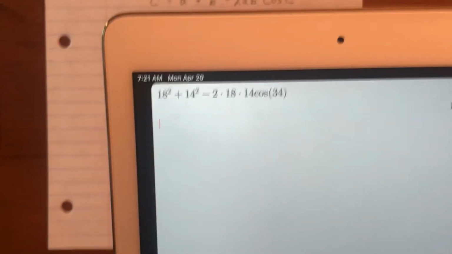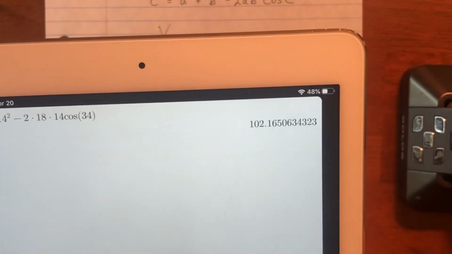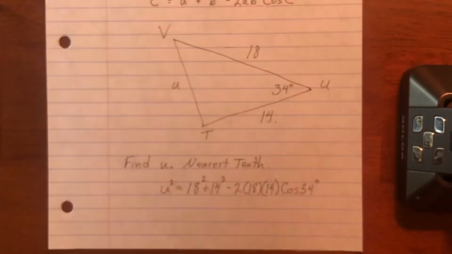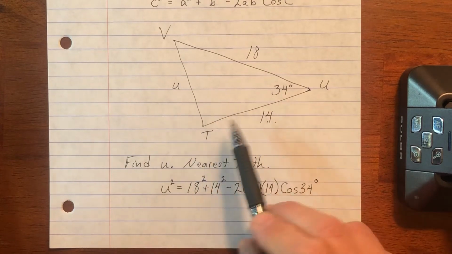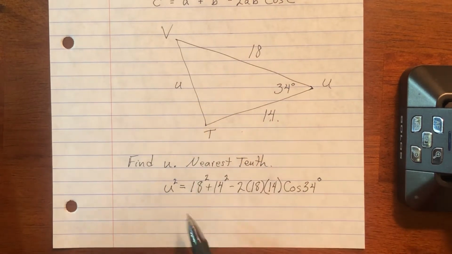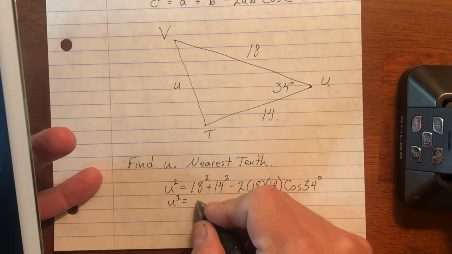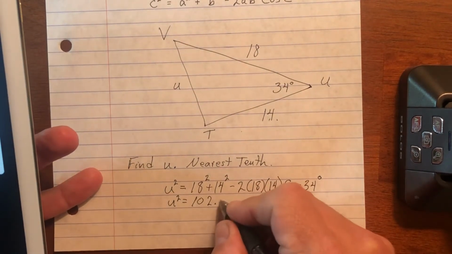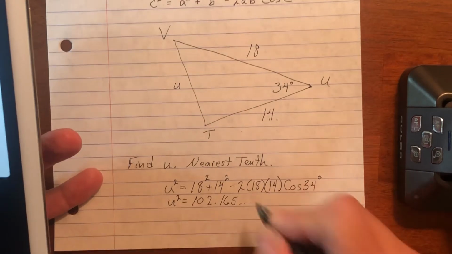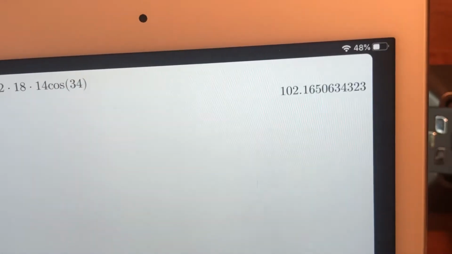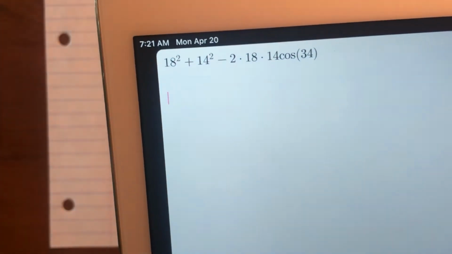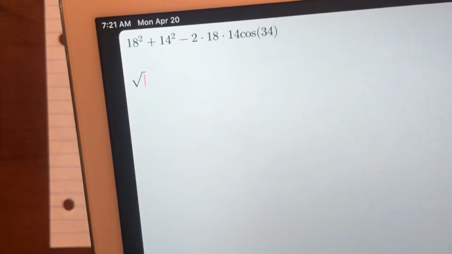And then hit enter. And it gives me a very large number. That's 102. Now, when I look at my triangle here, that certainly 102 is way too big. But remember, that's what u squared is equal to. u squared is equal to 102.165 and so on. So I want to take the square root of that. So I'm just going to hit second and square root.